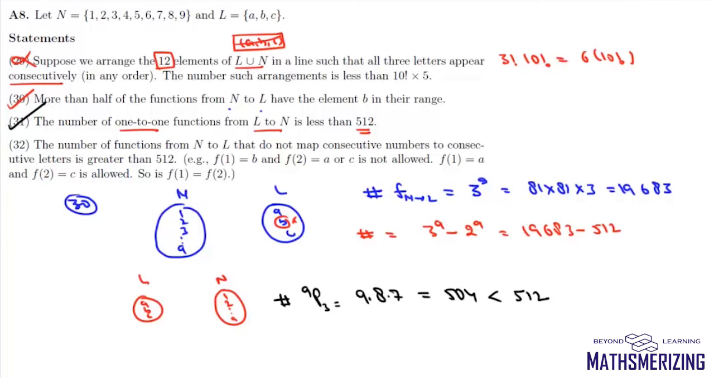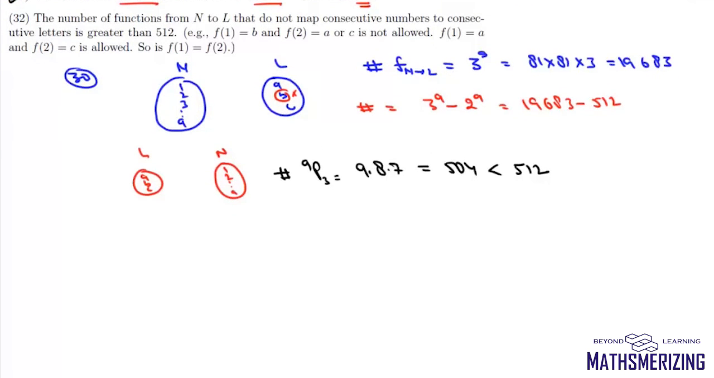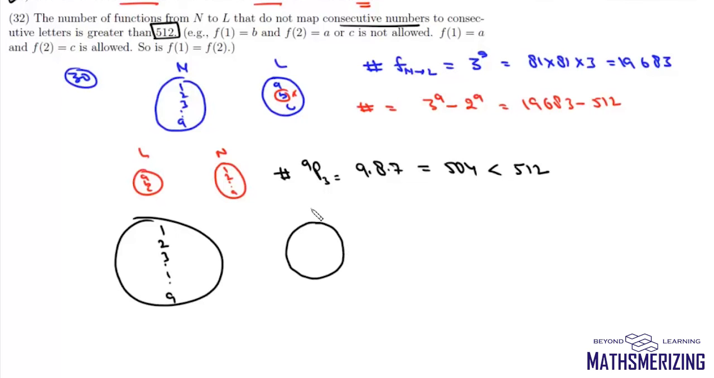Now statement 32 is, the number of functions from N to L that do not map consecutive numbers to consecutive letters is greater than 512. So here we have 9 elements, 1, 2, 3 up to 9, and here we have the set L having 3 elements A, B and C. Now here we have 2 cases. Case 1, if all the elements are mapped to B, the total number of such functions is just 1, as it is a constant function.